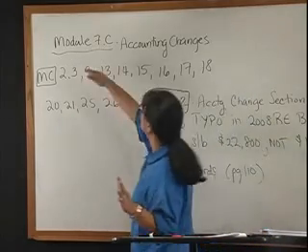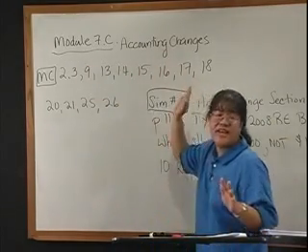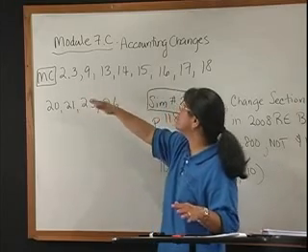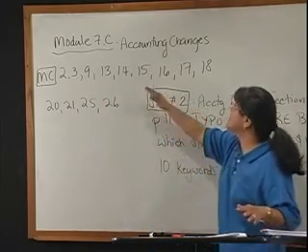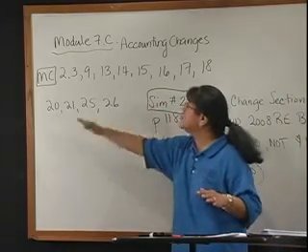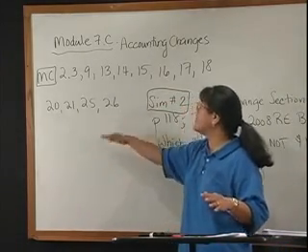Also, Module 7c, which is accounting changes. These are the multiple choice questions I want you to do. Multiple choice questions number 2, 3, 9, 13, 14, 15, 16, 17, and 18. Then 20 and 21, and then 25 and 26.